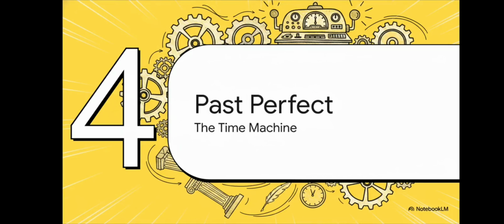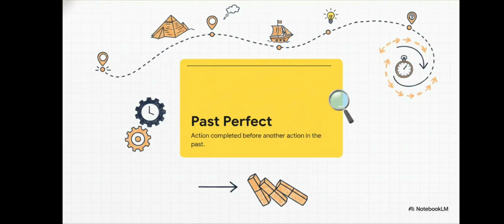Up next, Section 4. Entering the past perfect. The time machine. Now we're shifting gears. The past perfect is affectionately known as the past of the past. We use it to describe an action that was completely finished before another action took place in the past. It's basically our ultimate tool for ordering multiple historical events seamlessly, without totally confusing whoever is listening to us.